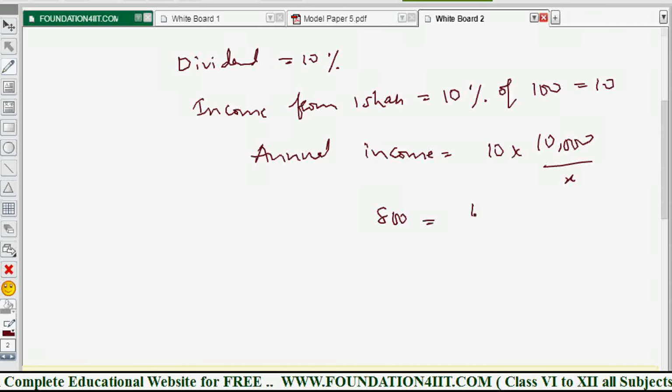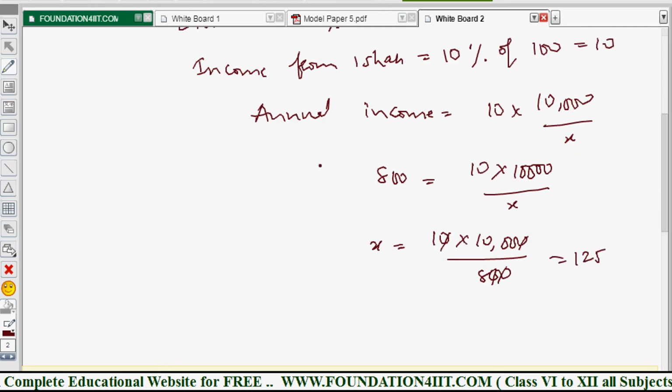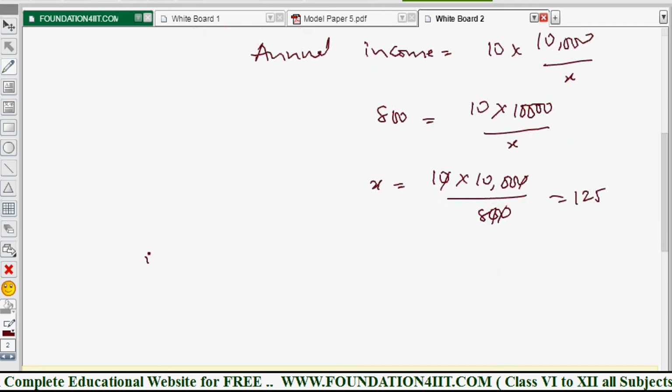So 800 is equal to 10 into 10,000 by X. From this we can find out the value of X. So X is equal to 10 into 10,000 by 800. So the zeros cancel. 1000 by 80 is 125. Right? So X is equal to 125. Therefore, X we have taken as market value. Therefore market value is X, that is equal to rupees 125.